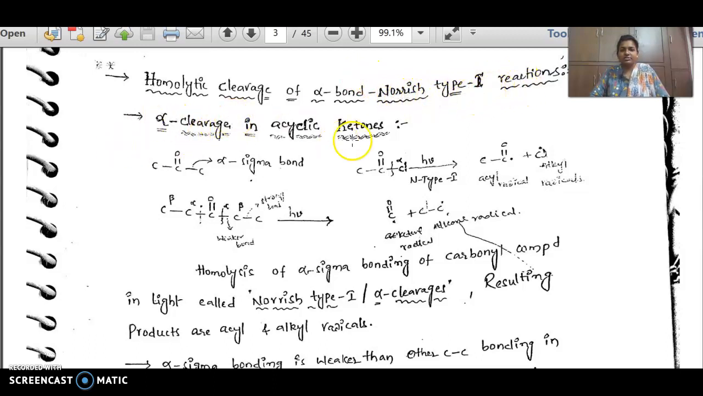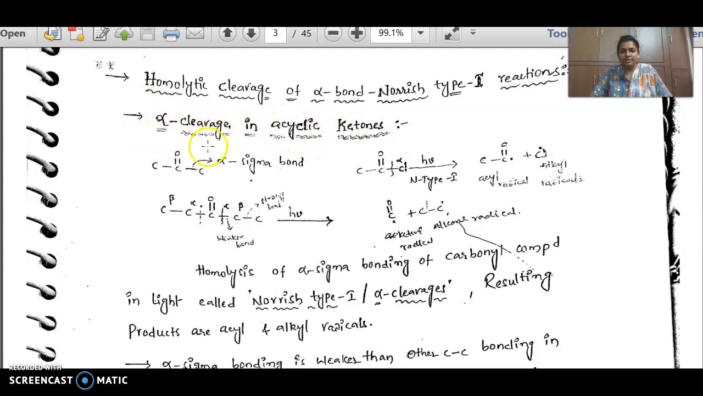Alpha cleavages in acyclic ketones. Okay. Norrish type 1 reactions in photochemistry of carbonyl compounds. So this is one reaction, Norrish type 1. In this, alpha bond cleavage occurs. First we will see alpha cleavages in acyclic ketones.